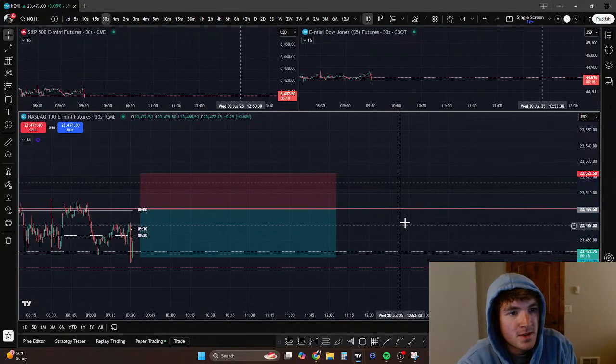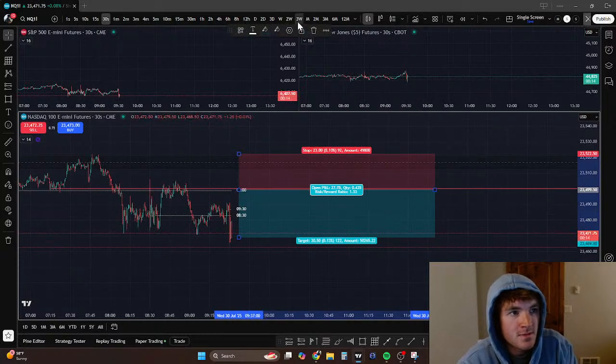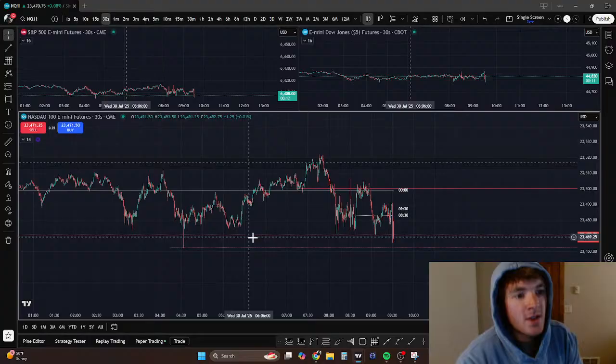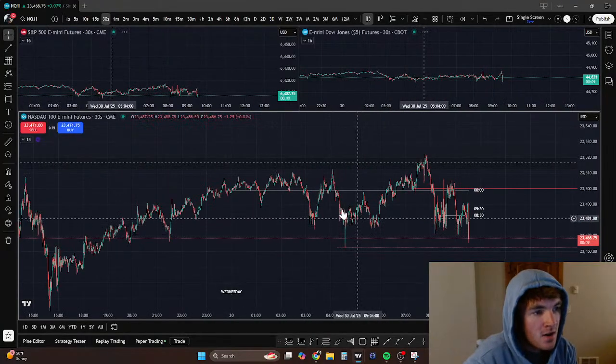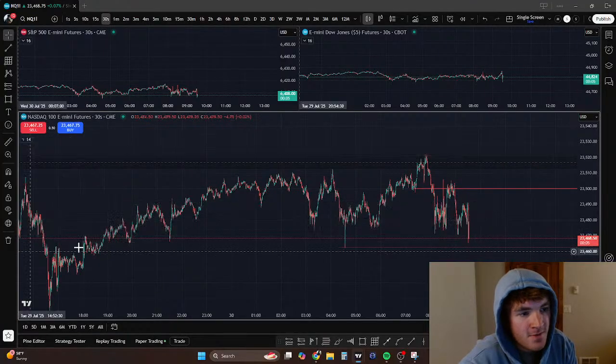Then again, though, we're moving lower. We might not get filled, you know? Because that initial idea, right? We had that initial idea of, okay, let's just be thoughtful for a second. We had that initial idea of that 5-minute fair value gap.